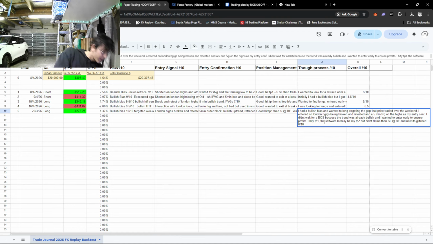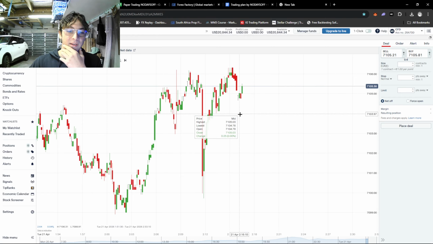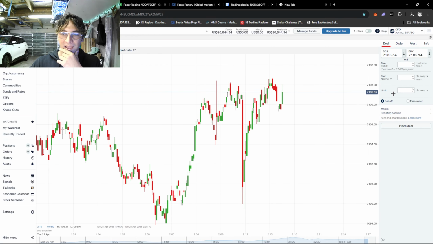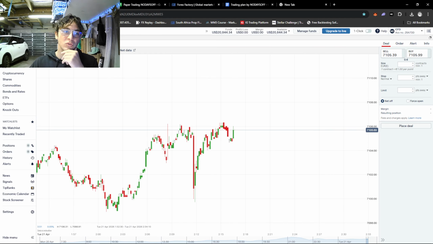I just remembered. I entered on the London highs being broken and retested on the 5-minute fair value gap on the highs as my entry confirmation. I didn't wait for a break of structure, because the trend was already bullish and I wanted to enter early to ensure profits. I take profit 2. The software literally hit my take profit 2, but it didn't fill me. Then we had stop loss at break even, and now it's glitched. 8 out of 10. This stuff, I don't like it. It's broken, it's glitched, it didn't give me take profit 2, it's broken.